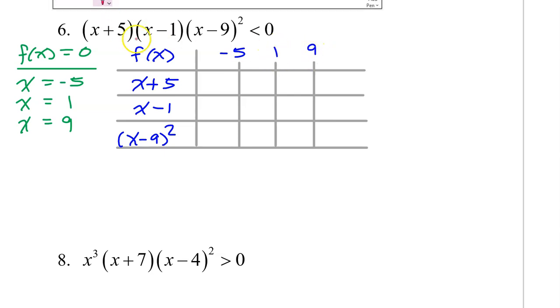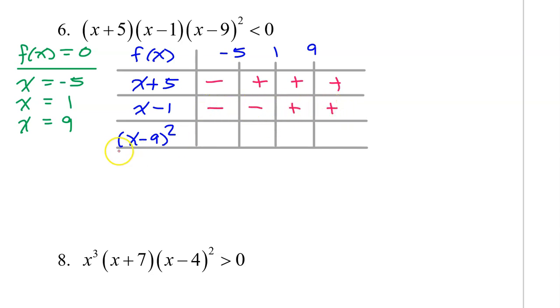Are these factors positive or negative in each interval? Well, x plus 5 gave us a 0 of negative 5. It will be negative to the left and positive to the right. X minus 1 gave us a 0 of 1. It will be negative to the left and positive to the right. X minus 9 squared is always positive because it is squared.